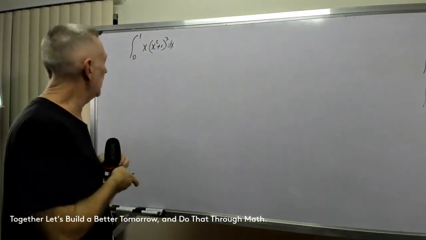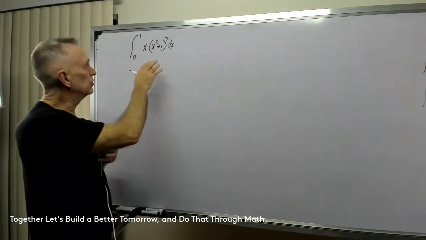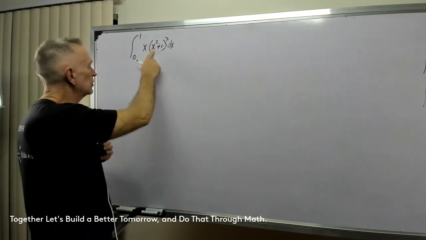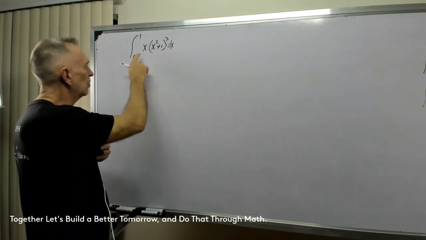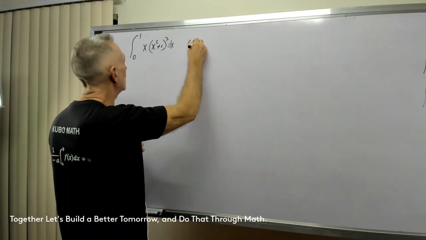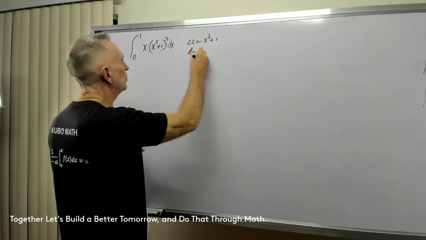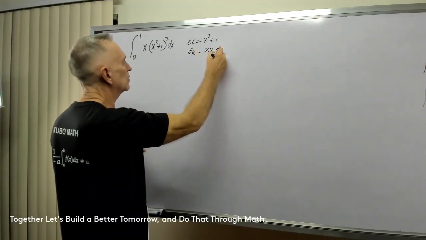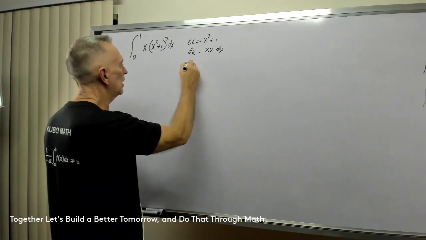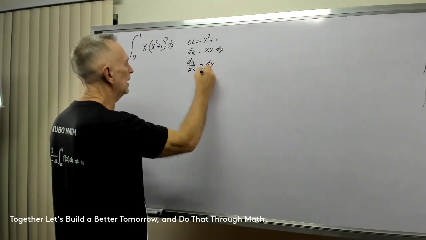Now you'll notice if you just look inside the parentheses here, if you take the derivative of that, that's 2x. So that would give me an x term to get rid of this one. So let's do that. So u equals x squared plus 1, du equals 2x dx. So if I divide both sides by 2x, du over 2x equals dx.